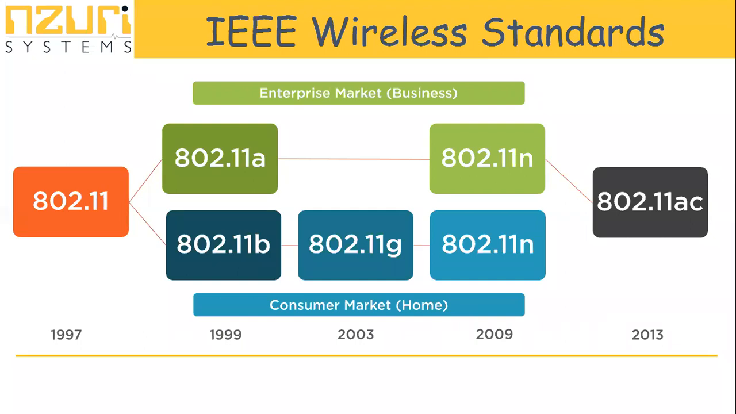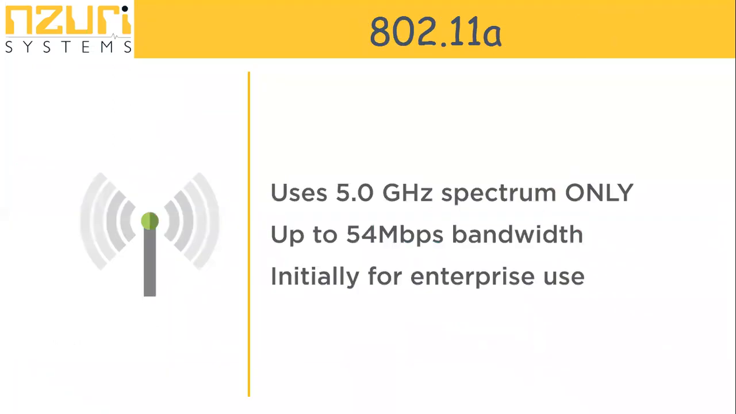It means a lot of things. Every standard you see there has its own specifications and implications for you as an end user. So let's look at some of them. For instance, with the 802.11a, this is the spectrum it uses. It uses only the 5 gigahertz spectrum, and it can give me speeds of up to 54 megabits per second.